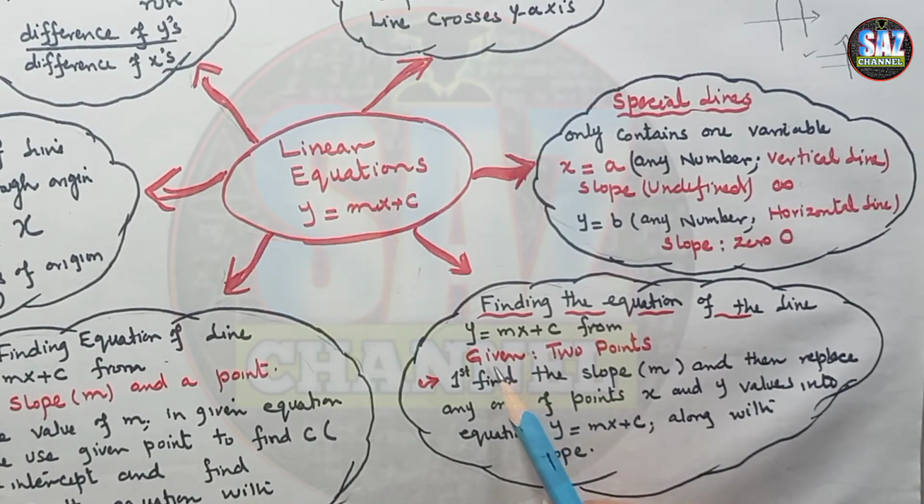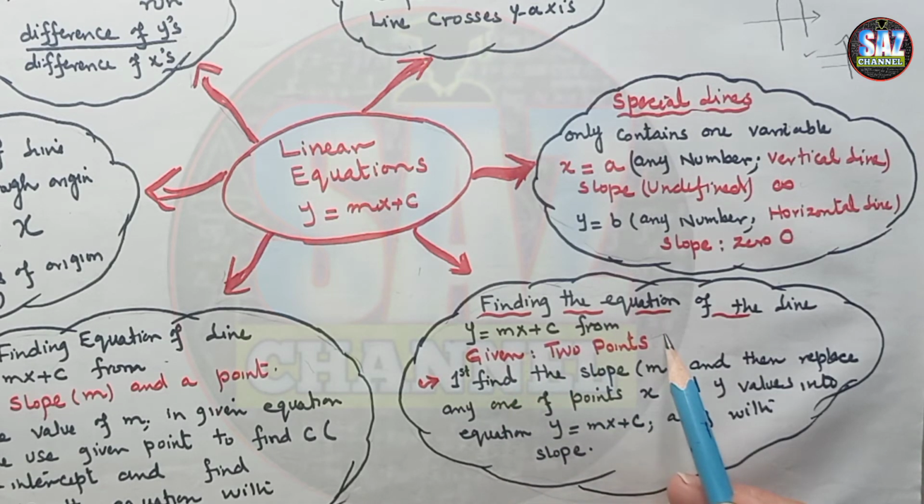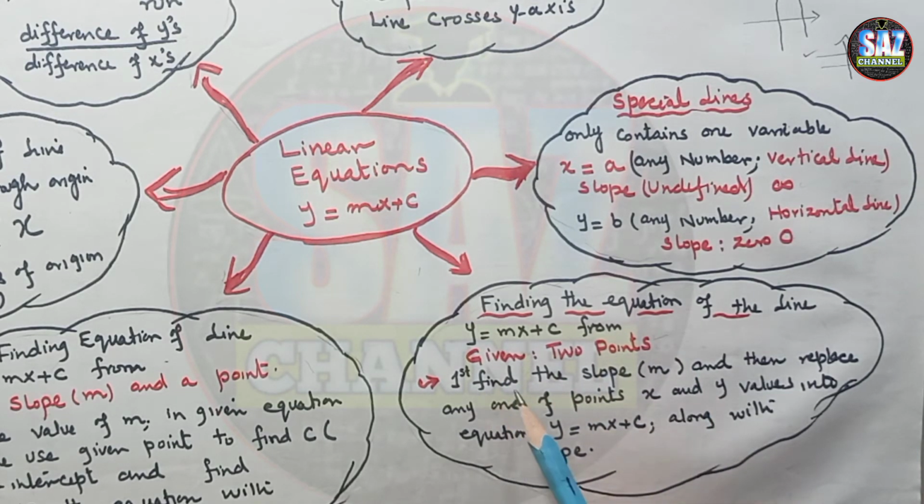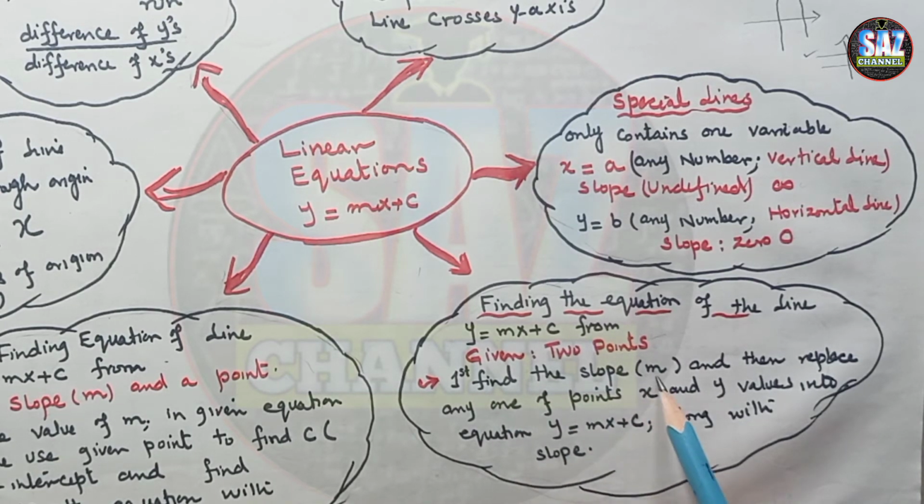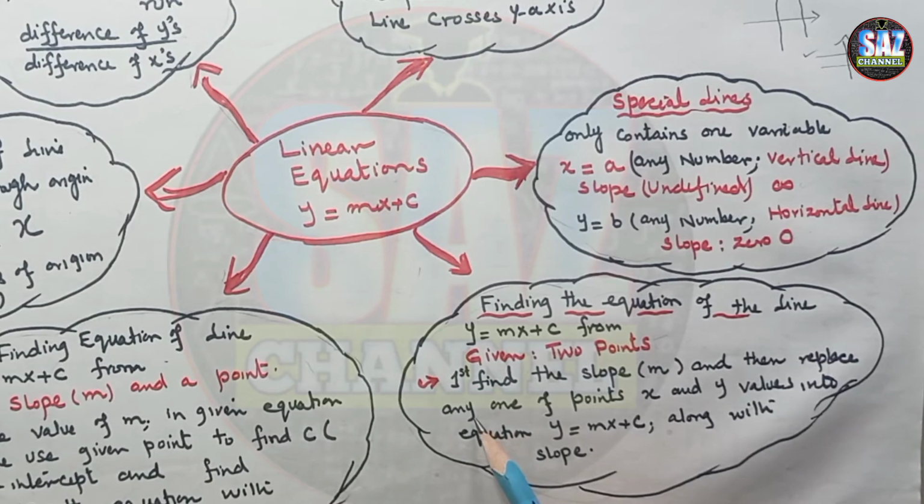Coming to the next point, how to find the equation of a line in the form y equals mx plus c when 2 points are given. When 2 points are given, first with the help of the 2 points we have to find the slope m, and then we have to replace the x and y values of any one of the points into the equation y equals mx plus c along with the slope.